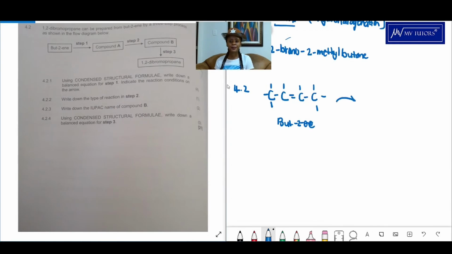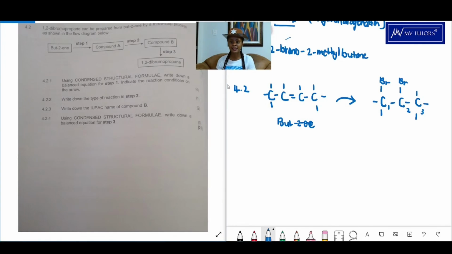Okay, butene can be used to prepare 1,2-dibromopropane. What? We first started with 4 carbons and now we're just left with 3. What happened? Okay, so that's 1, 2, and that's 3. So it is 1,2-dibromo. So I have a bromine atom there and I have a bromine atom there. 1,2-dibromopropane.